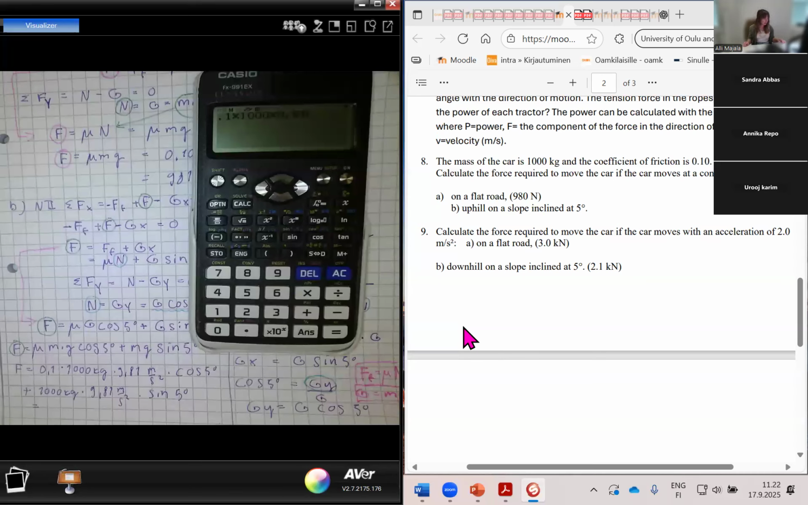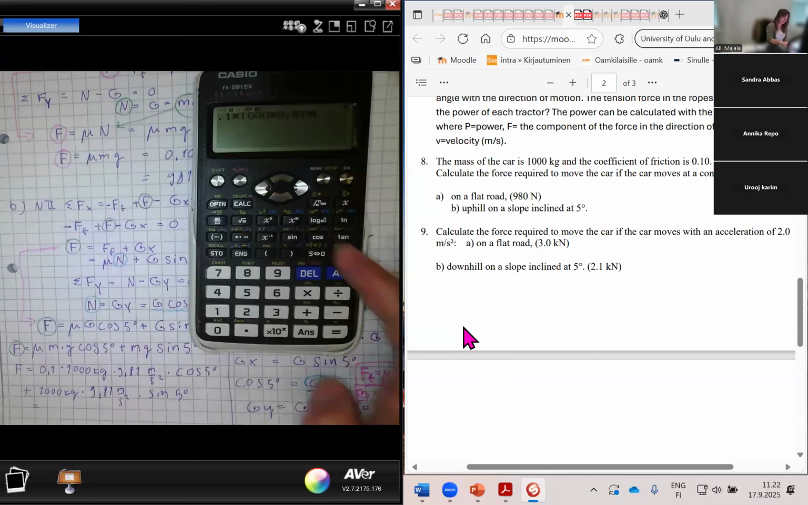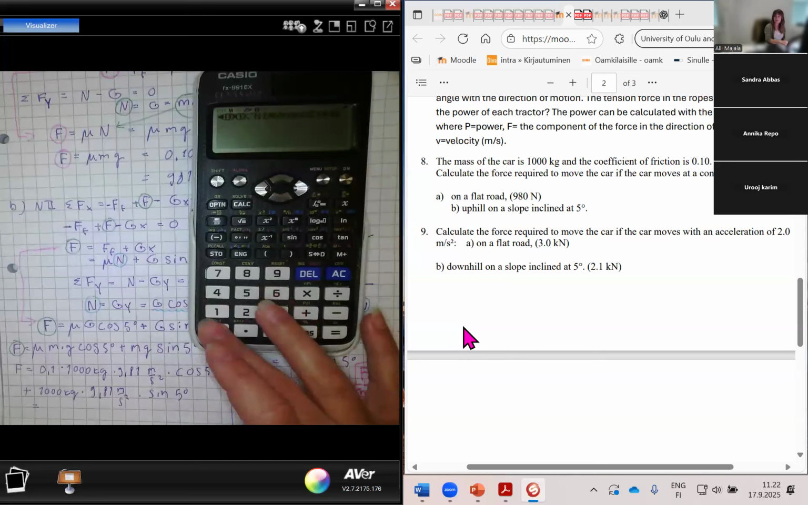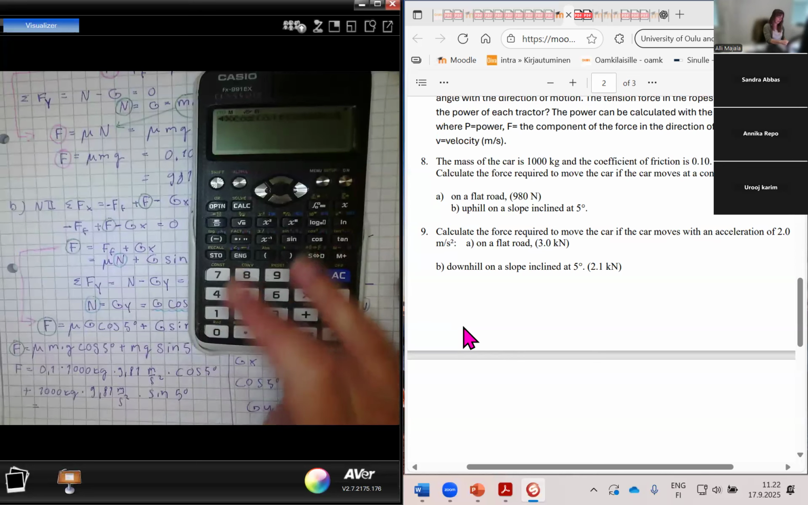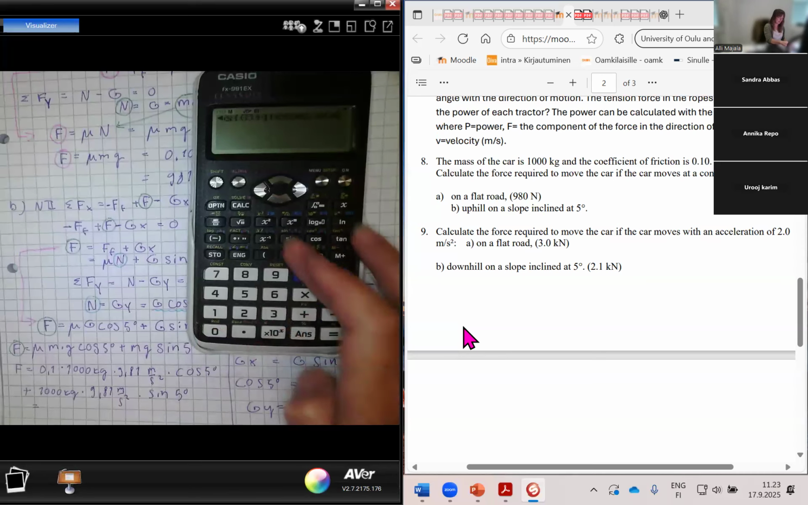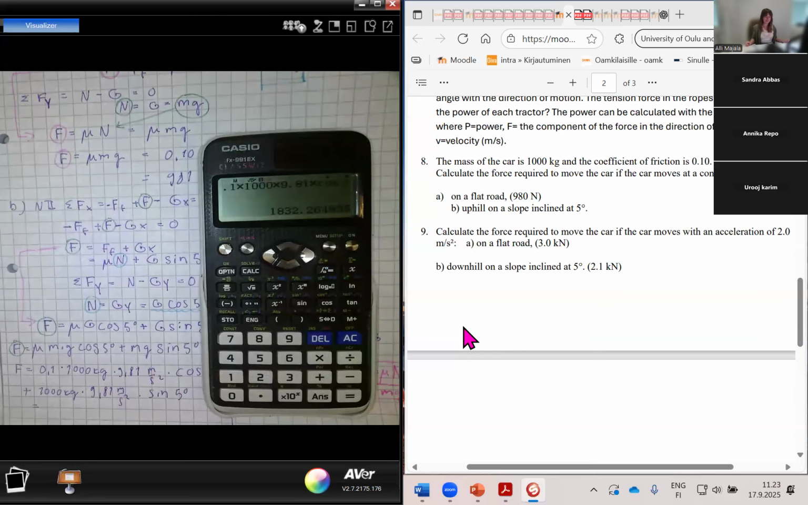Then I need the 0.1 times 1,000 times 9.81 times the cosine 5, plus 1,000 times 9.81 times sin 5. And I should get some kind of reasonable number. If I don't, my calculator is fixed in radians. Then I get something weird.